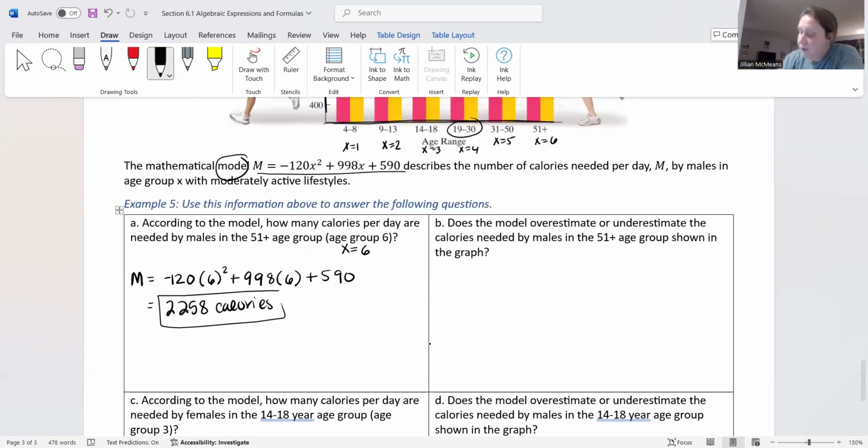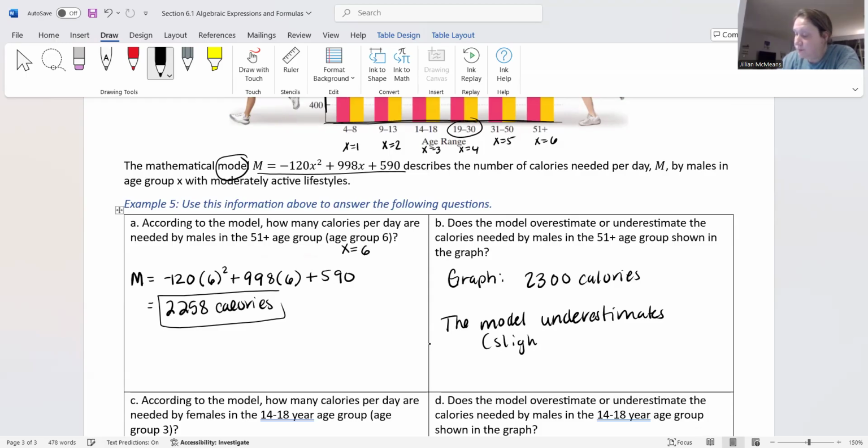So on the graph, they need 2,300 calories. According to the model, it was pretty close. It did a good job estimating in this case. It said that we need 2,258 calories. So what I would say is the model underestimates. And I'm going to go ahead and put slightly the calories needed.